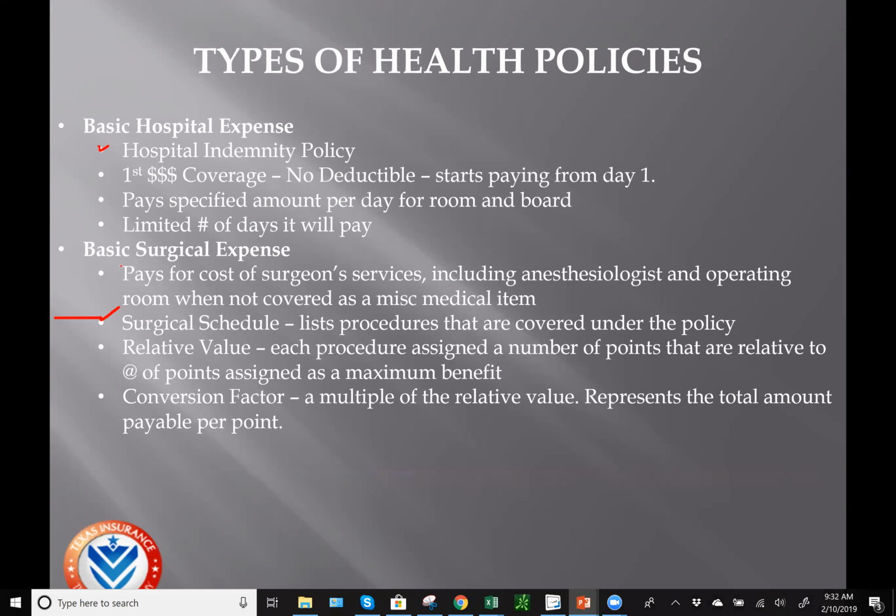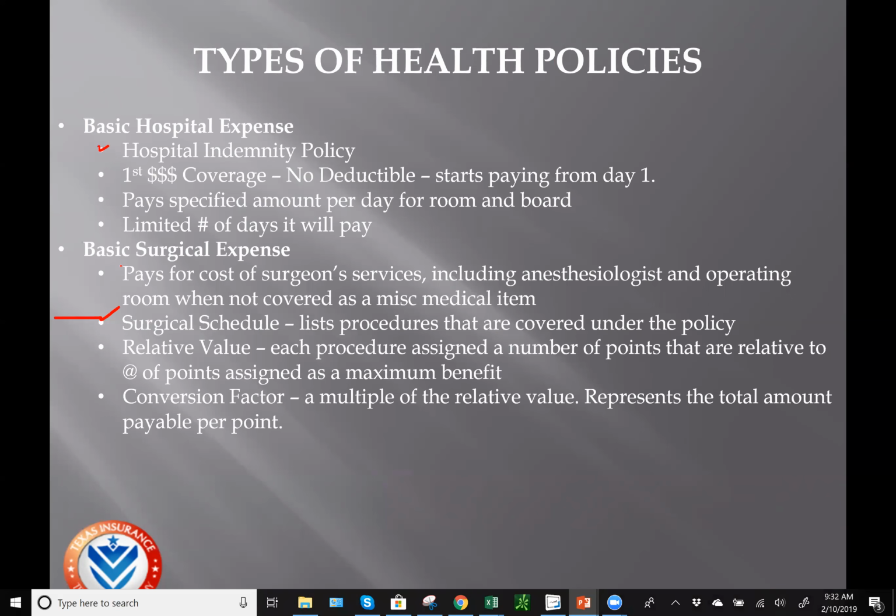Next, they use what's called a relative value approach. What that means is that each procedure on that surgical schedule is going to have points assigned to it. The number of points assigned to any given procedure will be relative to a number of points assigned to a maximum benefit. So think of it like this. Think on the surgical schedule that the most severe, complicated surgery is going to be at the top. And let's say it's open heart surgery. Well, then every procedure below that gets a little less severe, little less severe, little less severe.